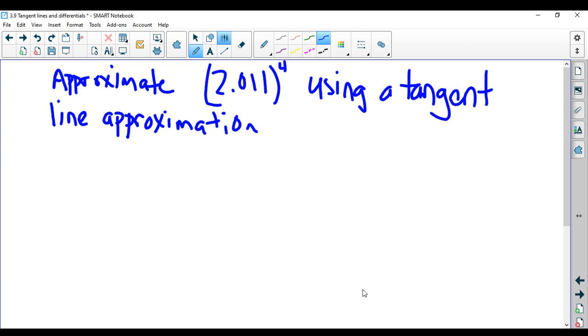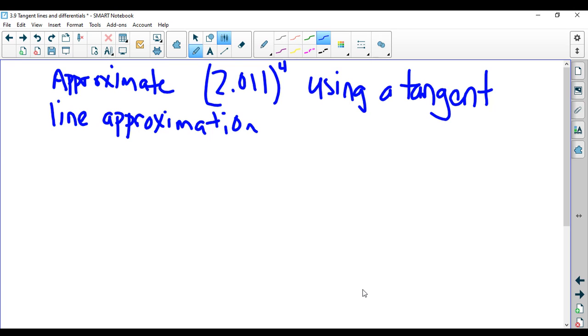So one more example here. We're going to approximate the value of 2.011 to the fourth using a tangent line approximation. What I usually like to do here is say, pretend you didn't have a calculator and you wanted to figure out what the value of 2.011 to the fourth was, and you didn't have to get exact, but you wanted to get very close.